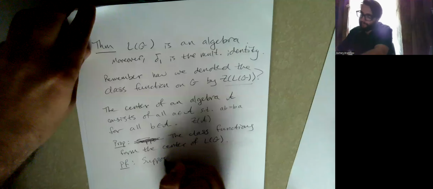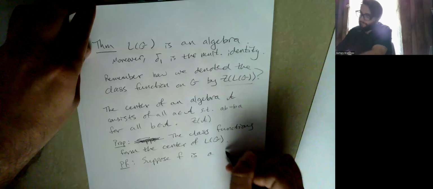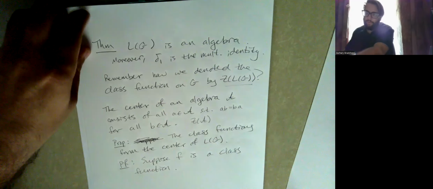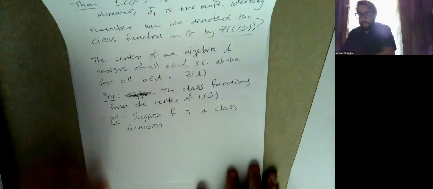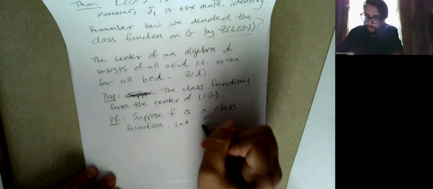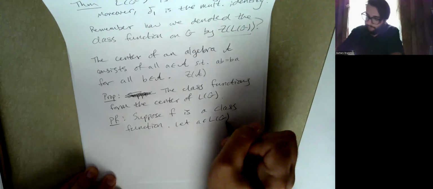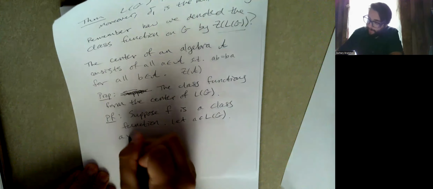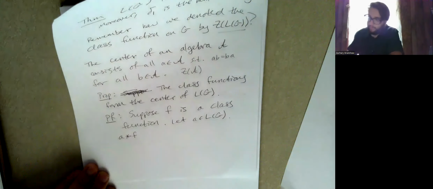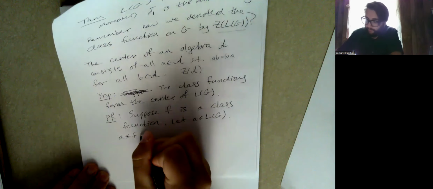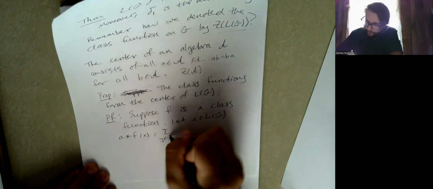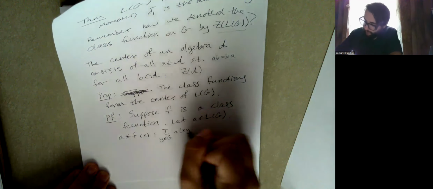Suppose F is a class function. So we're going to do proof by containment in both directions. Let A be an element of L of G. What we want to do is show that A and F commute with each other. Well, A convoluted with F evaluated at X is the sum over Y in G. This is just the definition of convolution.